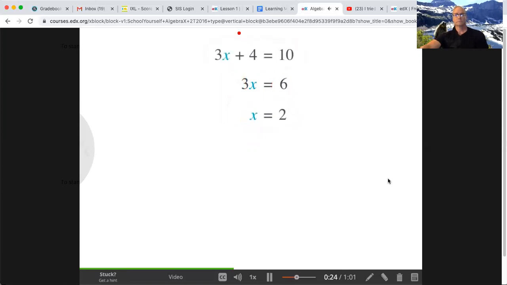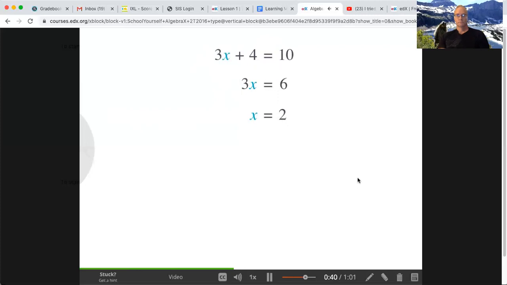Let's double check that by plugging in 2 for x. That gives us 3 times 2 plus 4 on the left. 3 times 2 is 6, and 6 plus 4 is 10. So yes, 2 is the correct solution to this equation.